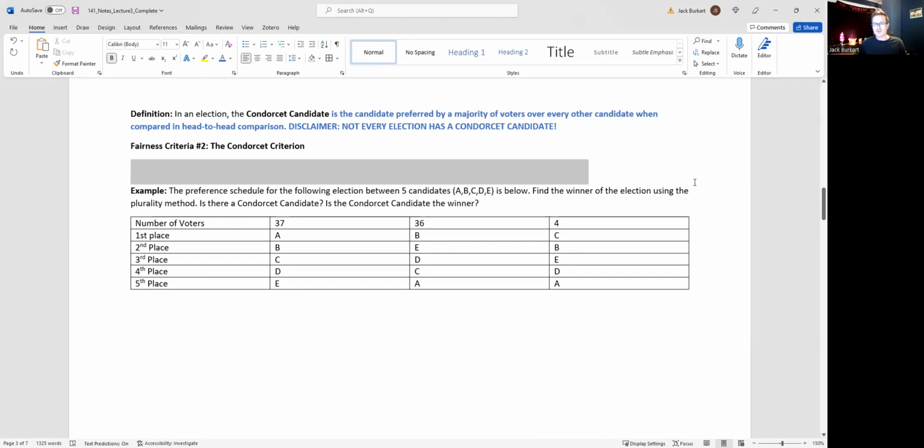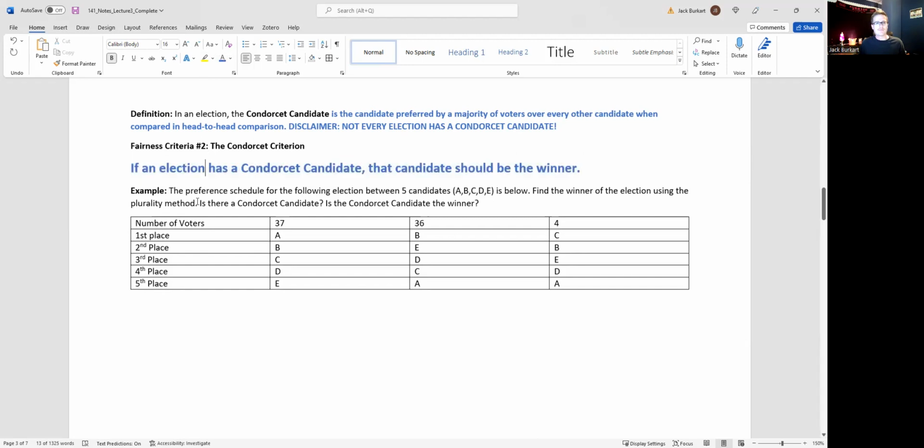Condorcet candidates sort of motivate the second notion of fairness right here. And that's the following. If an election has a Condorcet candidate, then that candidate should be a winner. So if we prefer one candidate to everyone else, when we look pairwise, that candidate is probably most preferred overall and should be declared the winner. Indeed, in this setting of fairness, the method of pairwise comparisons is fair because the Condorcet candidate gets a perfect score. However, and I think you might start getting the hint of how this lecture is going, not every election is going to satisfy the Condorcet criterion.